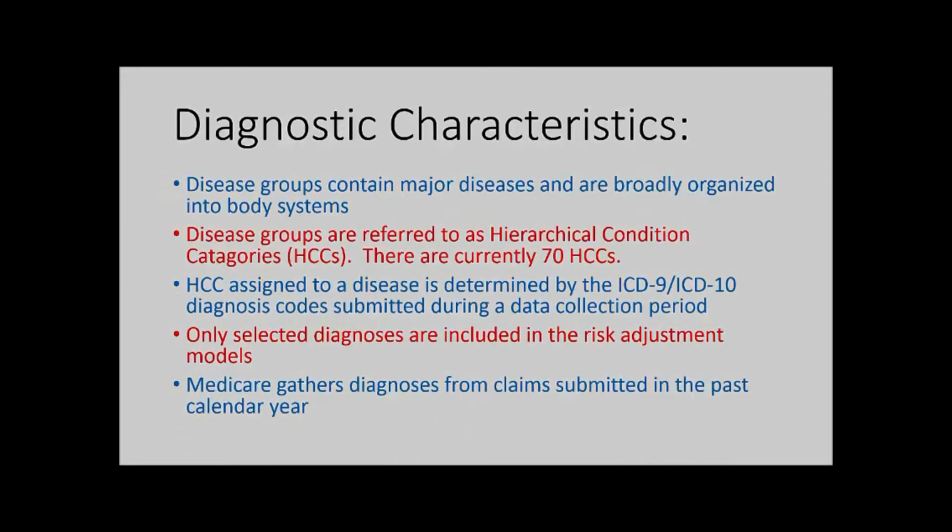The other part is the diagnostic characteristics. Disease groups contain major diseases and are broadly organized into body systems. Disease groups are referred to as hierarchical condition categories, or HCCs. There are currently 70 HCCs in the Medicare model.